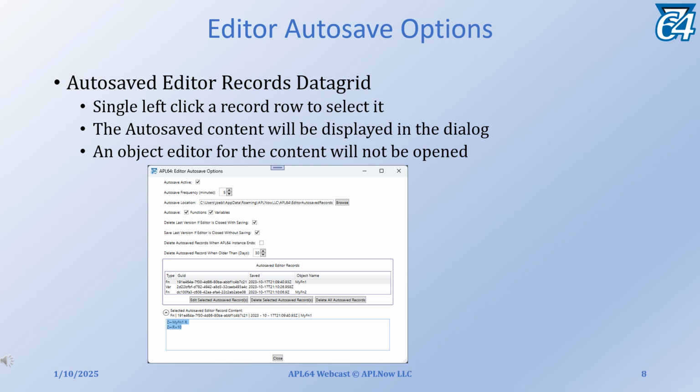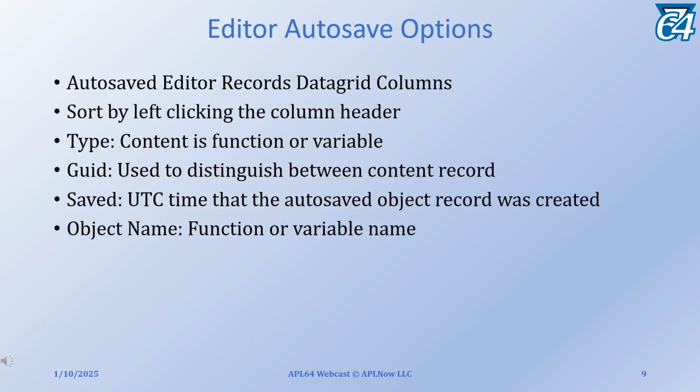Single left-click a record row in the APL64 autosaved editor records data grid to select it. The autosaved content will be displayed in the dialog. An object editor for the content will not be opened. Sort the records of the data grid by left mouse clicking the column header.